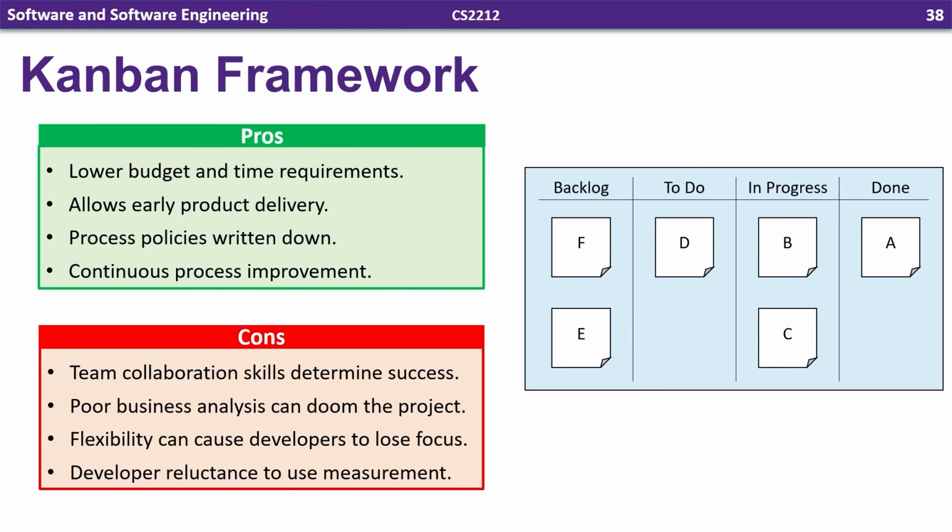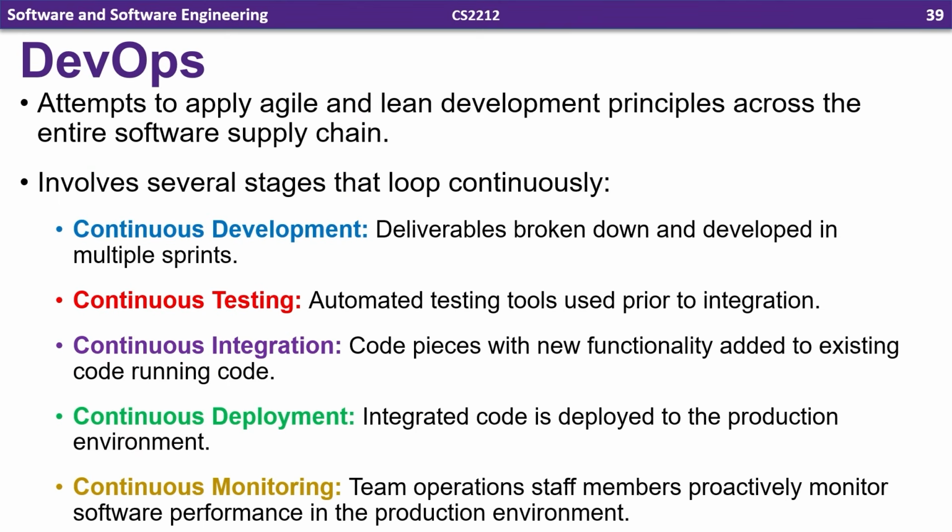The last Agile method we're going to talk about is DevOps, which comes from the words development and operations. That's sort of the combination of software development, the dev part, and IT operations, or the ops part, and it attempts to apply agile and lean development principles across the entire software supply chain. So DevOps involves several stages that loop continuously.